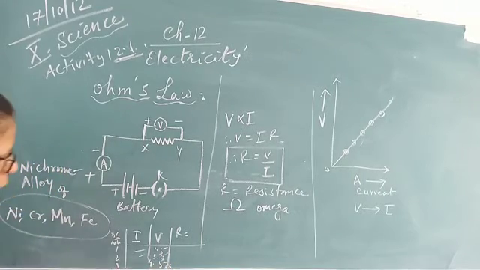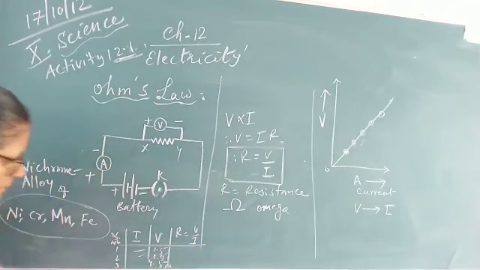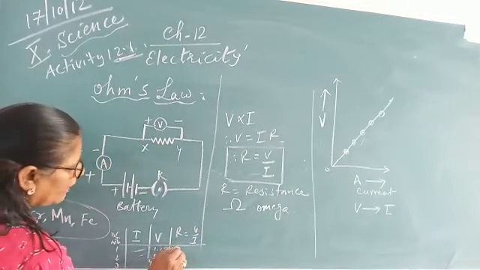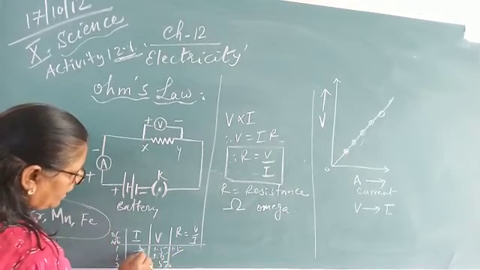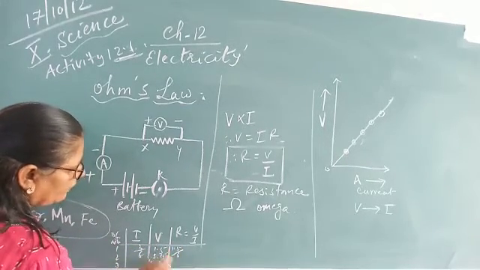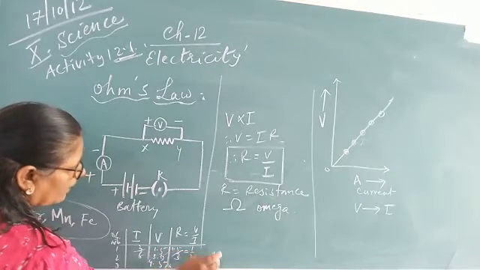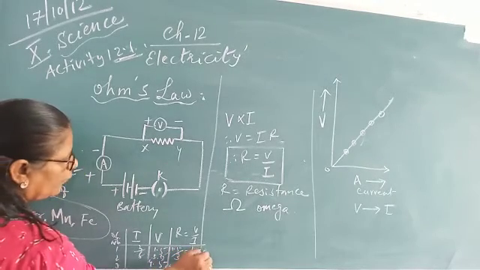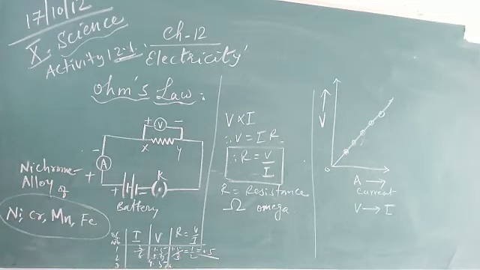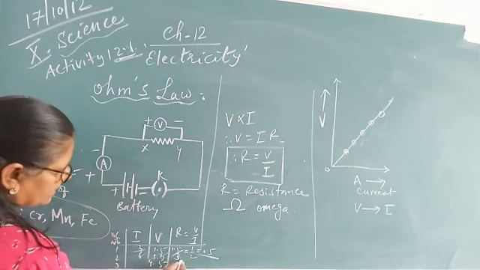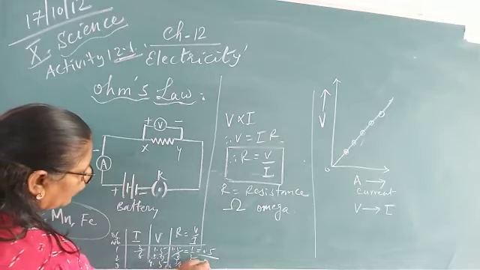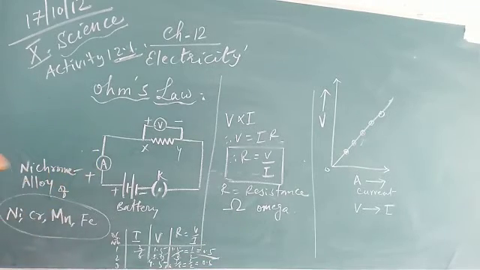In the same way you calculate R. R is called the resistance, that is V upon I. V upon I means 1.5 divided by, suppose here we are getting 3, here 6. So 1.5 upon 3 will be 1 upon 2, 1 upon 2 means 0.5. Here 3 upon 6, again 1 upon 2, 0.5. So the ratio of V and I is always constant if you calculate, right?